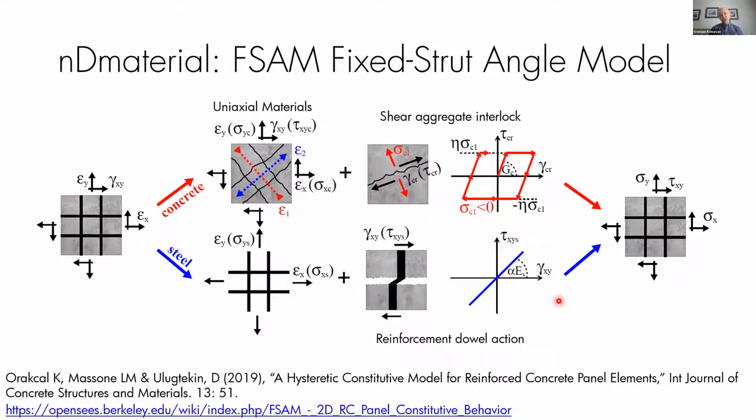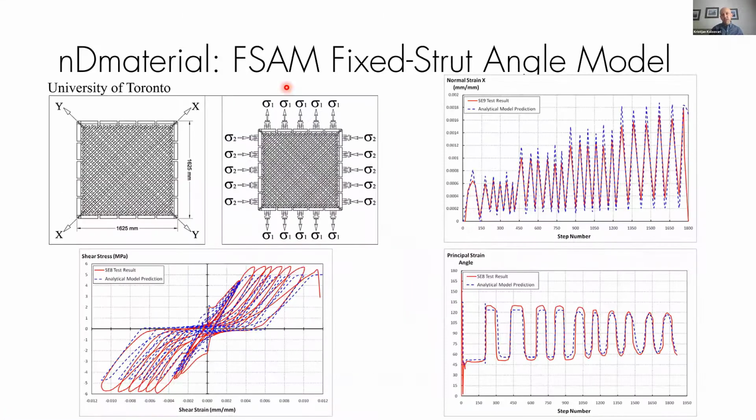In the past couple of years, Dr. Orakchel from Bogazici University worked and improved this model quite a bit in terms of modeling of shear aggregate interlock and the dowel action, and extended this model. So we're hoping that in the near future we can implement an improved version of this fixed strut angle model in OpenSees as well. Here's some validation against the panel tests. You can see that the stresses and strains are predicted pretty well with this material model.